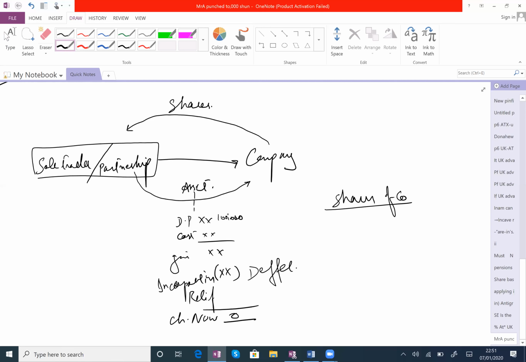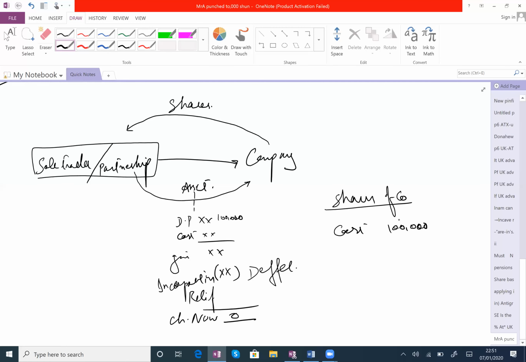Got my point? So the worth of the business asset, disposal proceeds of the assets, 1 lakh. So it means I will get the shares from the company valued at 1 lakh. So it means the cost of the shares is 1 lakh, and this 1 lakh is just equal to the worth of the business.